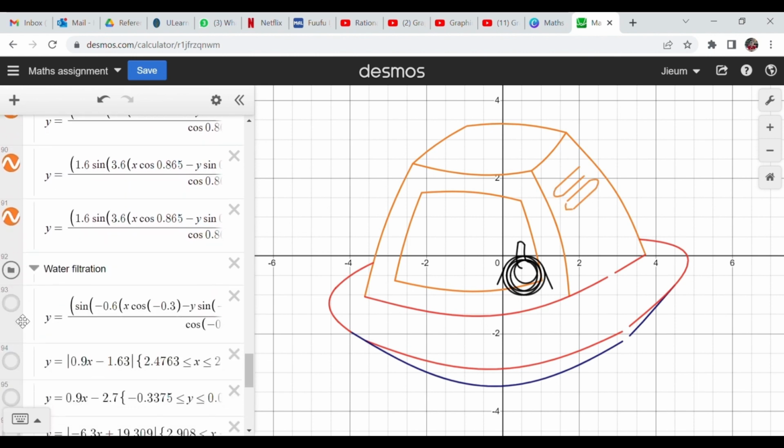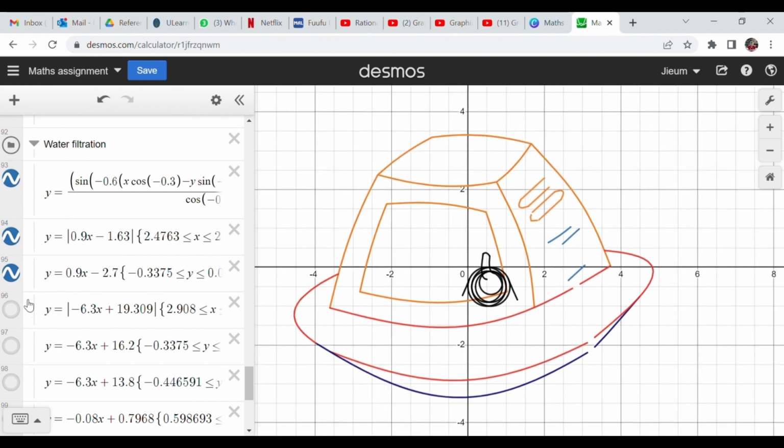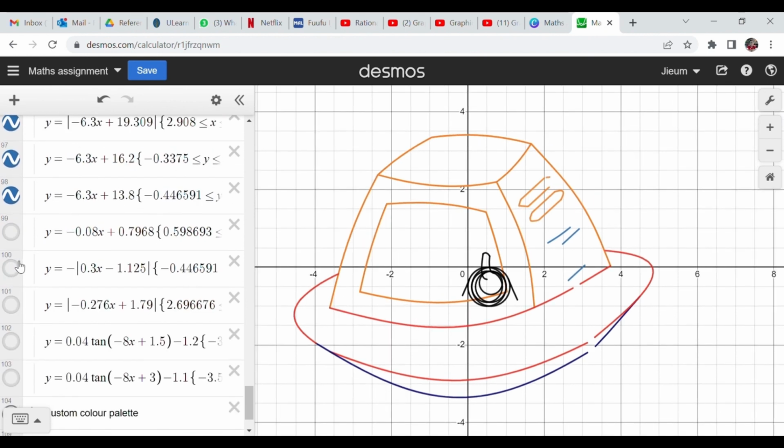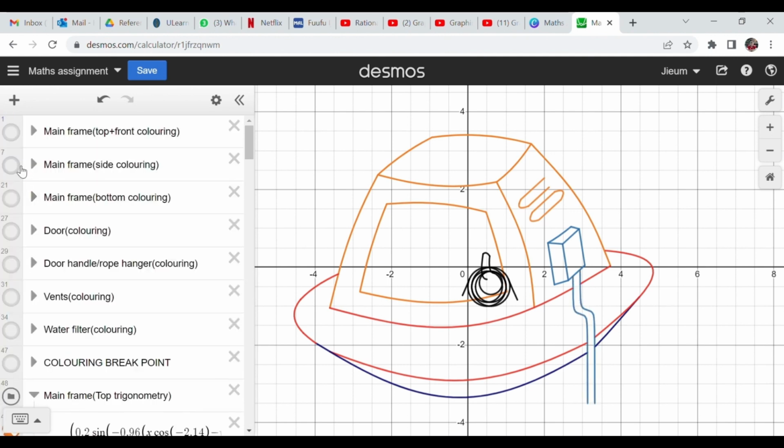Next is the water filtration system, which is almost a box, and as such we can use linear equations and some absolute value functions to create it. The water filter also has a pipe which brings in water, and as such, we use tangent graphs to sketch them. For the coloring, we just use inequalities to color in the product.